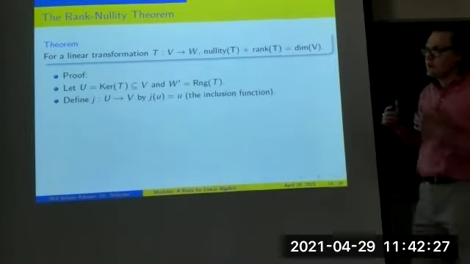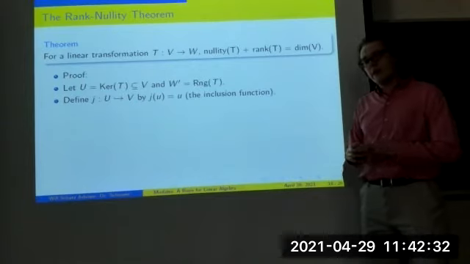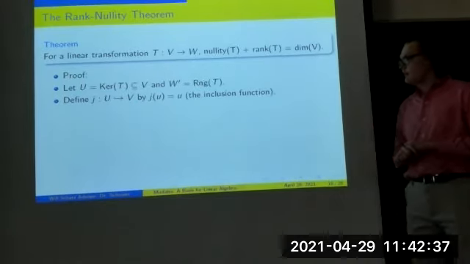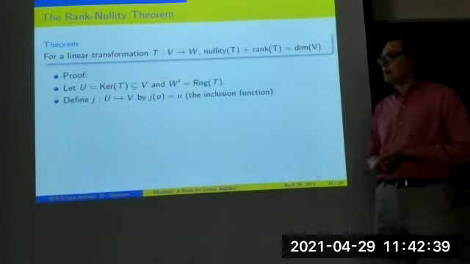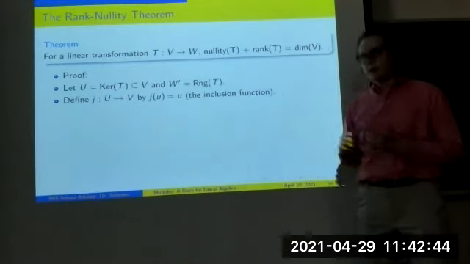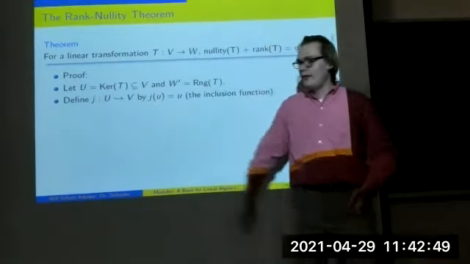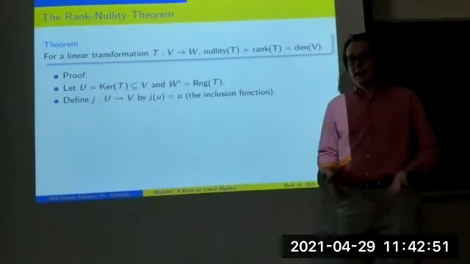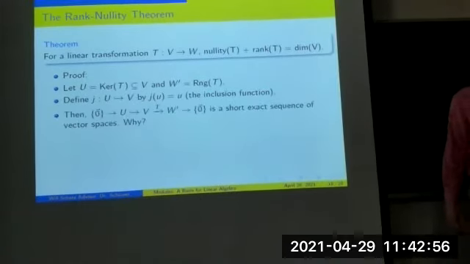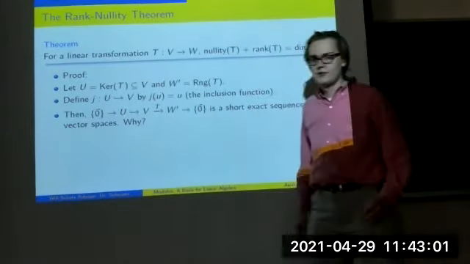So, we're not given a short exact sequence, so we're going to have to make one. We're going to let U be the kernel of T, which is in fact a subset of V, of course, and let W prime be the range of T. And we're going to define J to be the inclusion function. That's like the identity function, but it would be improper to refer to it as such because the codomain here is not U, but a larger set that contains U. Now, I claim that this is a short exact sequence of vector spaces where the hook arrow is the inclusion function.